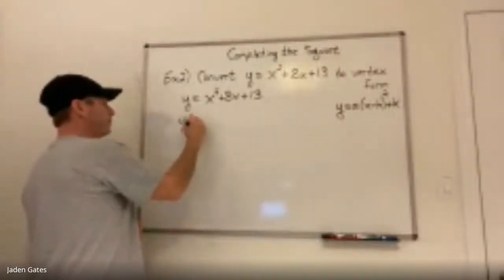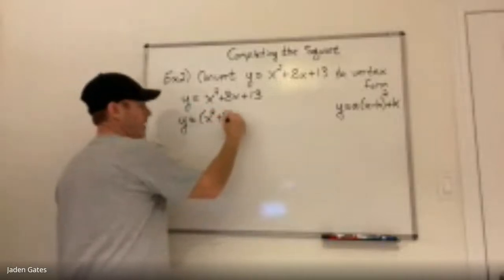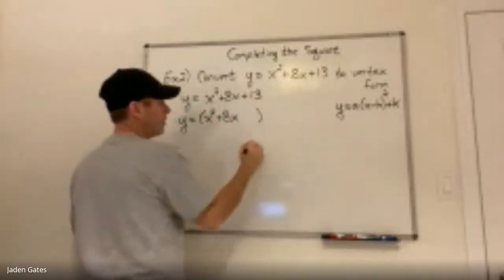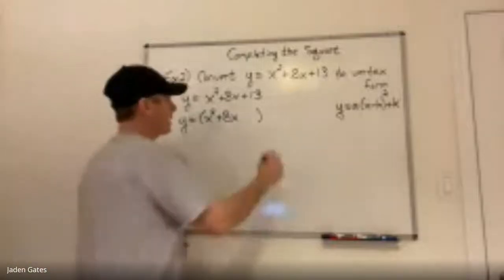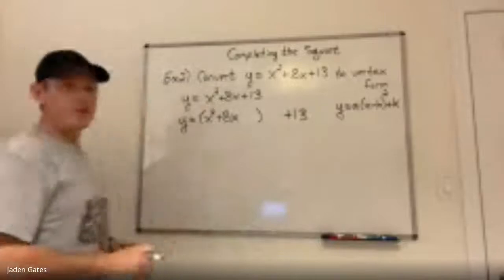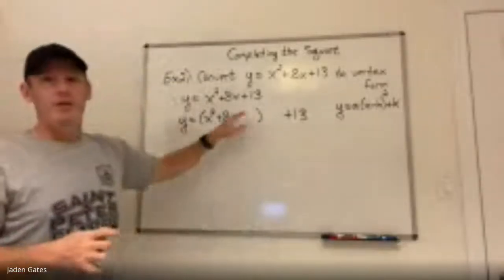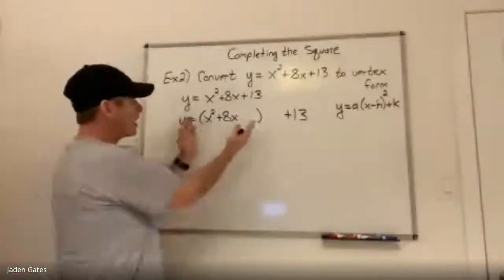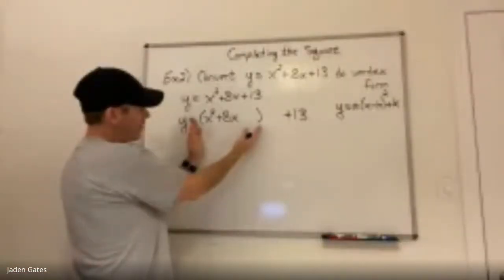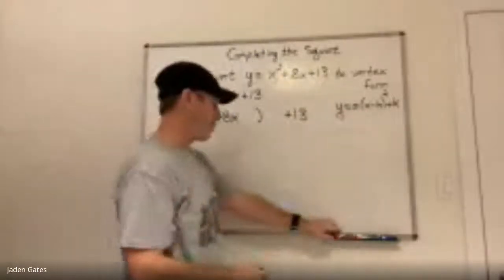And so what happens here is I'm going to put this x squared plus 8x in brackets. All right, and I've got this positive 13 over here. Now, what somebody noticed is that if I put a particular number here, I can change what I have in brackets to make it look like the x minus h squared part.